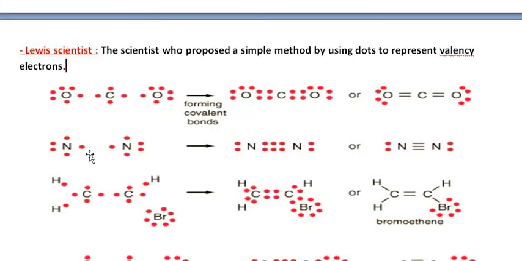In the same way, 2 nitrogen atoms. Nitrogen is present in group 5A or group 15 with 5 electrons in the outermost energy level. This is another nitrogen atom to form N2, which is a nitrogen molecule. 2 atoms of nitrogen combine together by sharing of electrons. Each atom shares 3 electrons to form the nitrogen molecule. This method of expressing bonding was proposed by the scientist called Lewis.